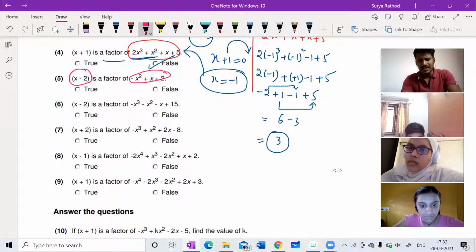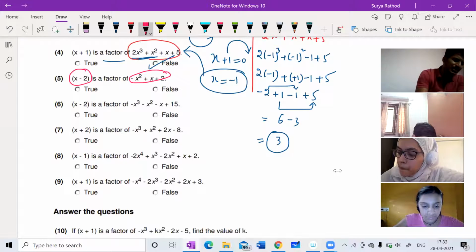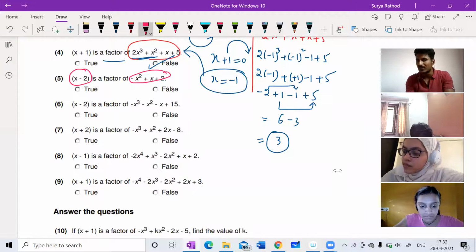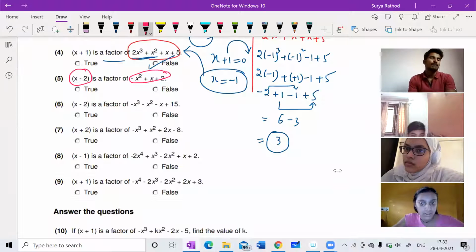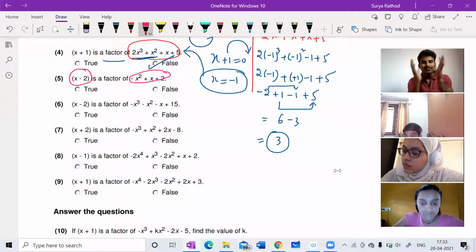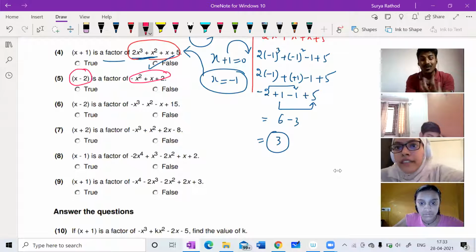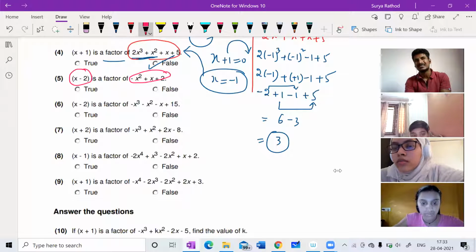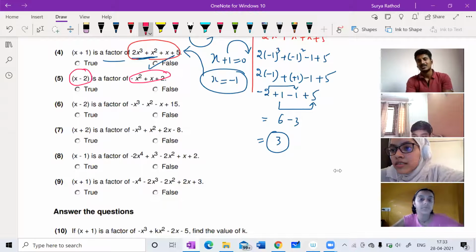Make it fast. See here, the reason behind giving multiple questions is you guys have to get habituated to this kind of concept. You have to solve as many questions as you can, so that we can remember the concept for a long time. It doesn't mean that we are not remembering anything here. We understood the concept, the principle of remainder, and the factor theorem.